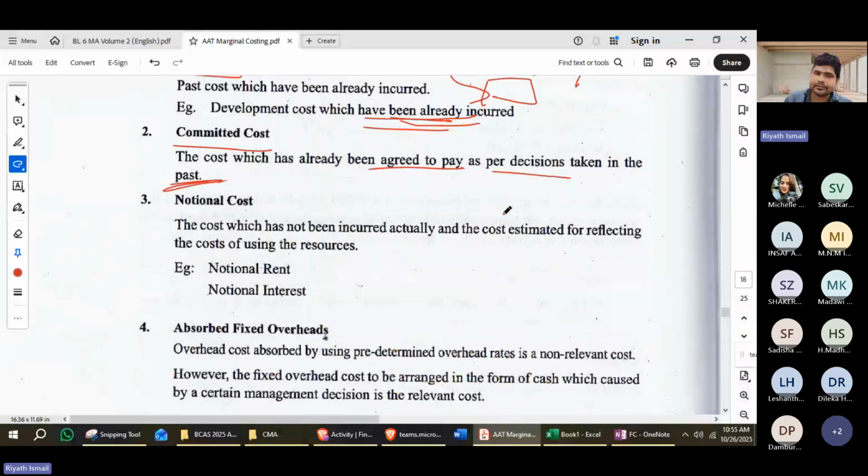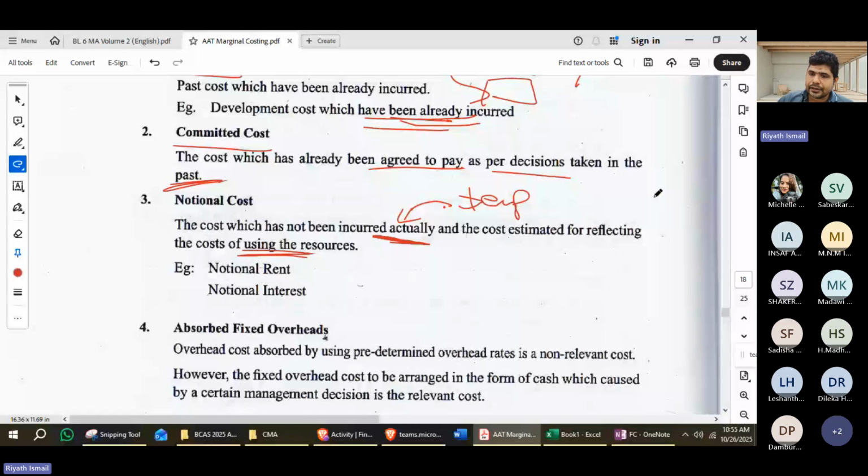Notional cost. Some costs are non-cash. For example, depreciation. It's a cost, but there is no cash movement. That is a notional cost, the cost which has not actually been incurred, right? Depreciation, even though we consider it a cost, is not actually a cash cost. And notional cost is the cost estimated for reflecting the cost of using resources.